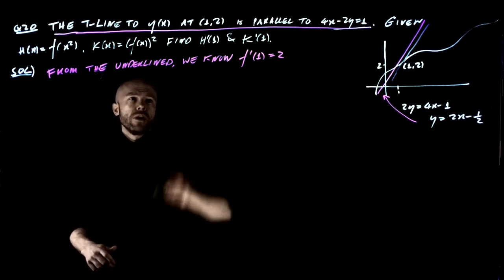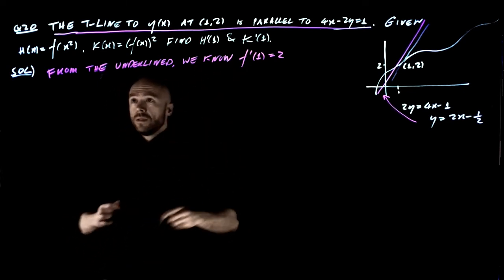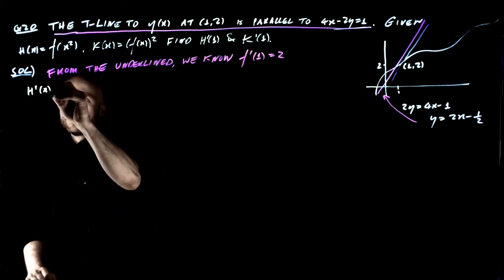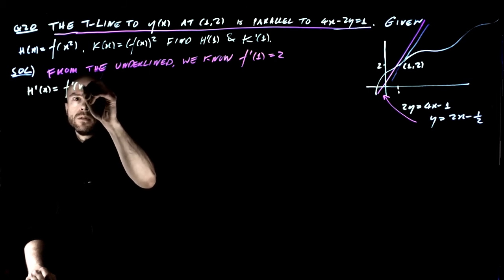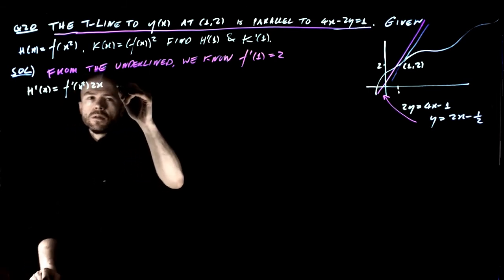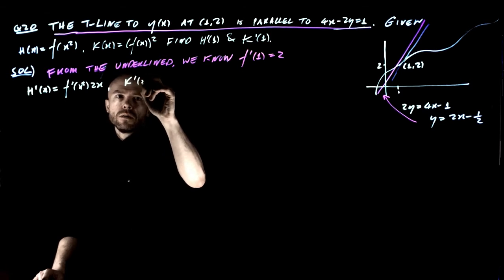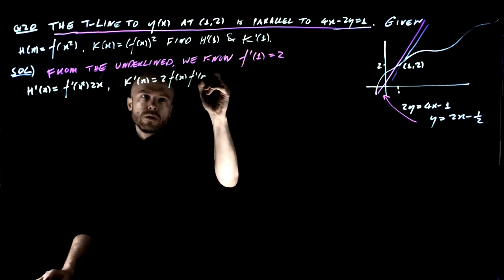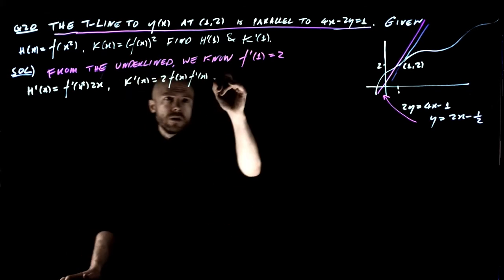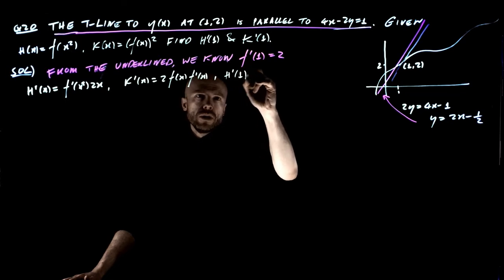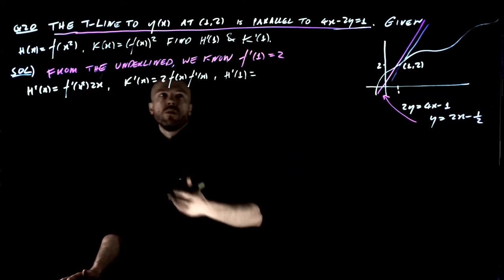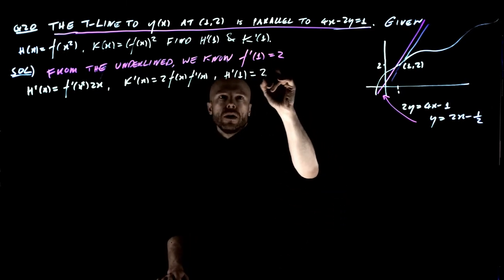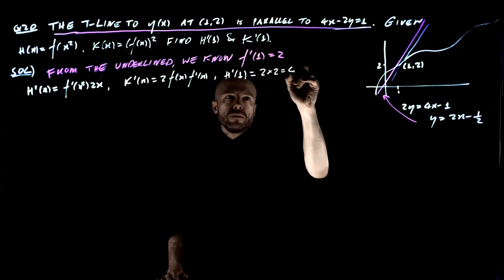And then it says find h prime of 1 and k prime of 1. And we just differentiate to see what h prime of x is. We apply the chain rule, and let's differentiate the k. Again, we apply the chain rule. And then we just put in values, right? So h prime of 1, put in values. F prime of 1 is exactly what we learned already, that's 2. And then times 2 again, it's just 4.